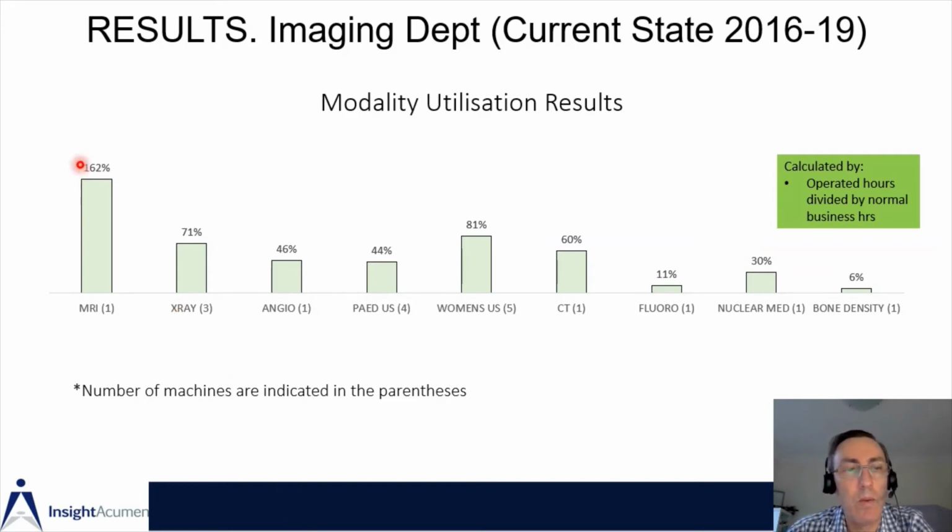You'll note here that for this particular MRI utilization, we have 162%. Reason for that is that the MRI was allowed to operate beyond business hours in the model. So high utilization means that the MRI was used for large periods of time outside normal business hours. So the normal business hours are the denominator in utilization calculations, and the number of machines in current state are indicated in the parentheses.